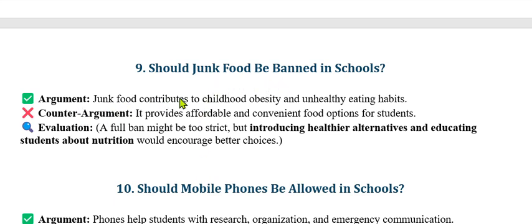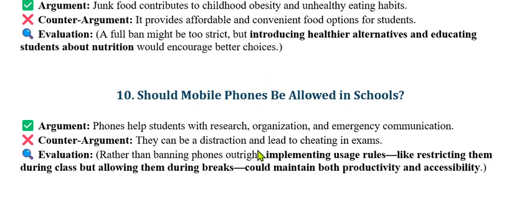The argument is junk food contributes to childhood obesity and unhealthy eating habits. The counter argument for this is it provides affordable and convenient food options for students. And the evaluation is a full ban might be too strict, but introducing healthier alternatives and educating students about nutrition would encourage better choices. Now, the idea number 10 is, should mobile phones be allowed in school?